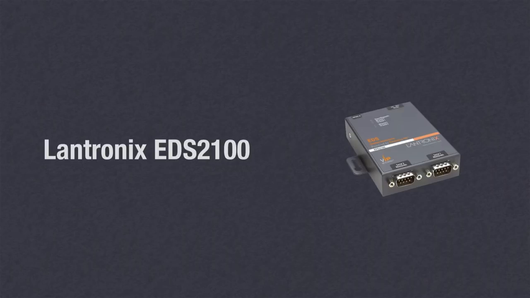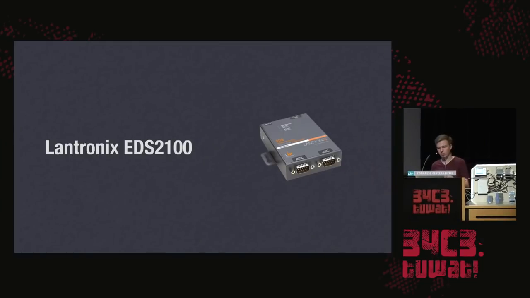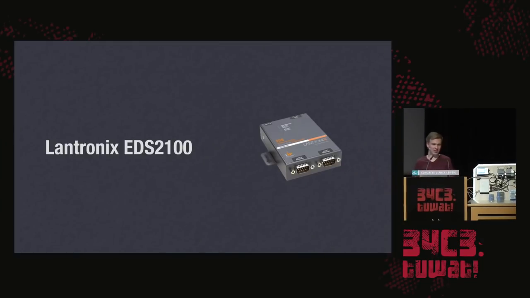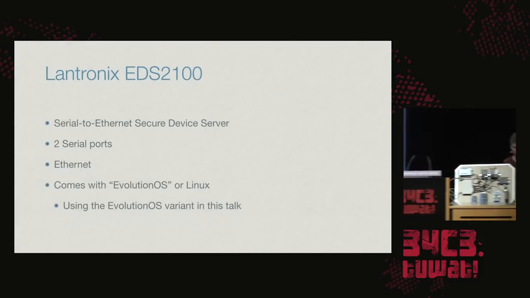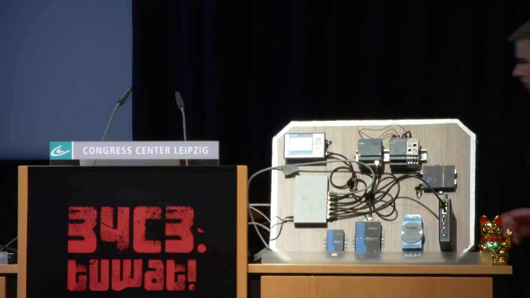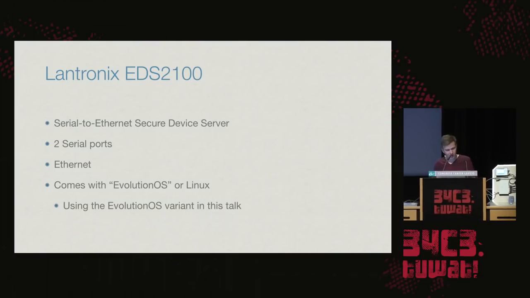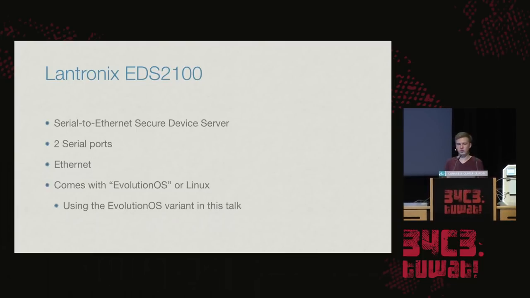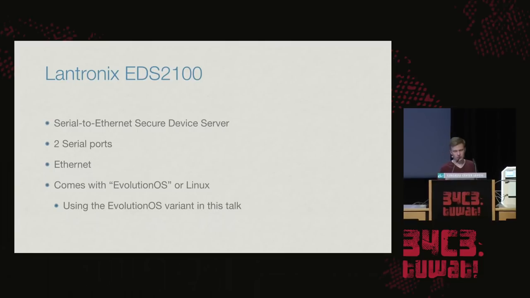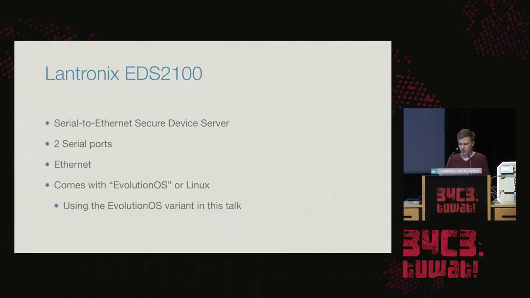Let's look at the next one. This one is a Lantronix EDS2100, and this one is kind of interesting because it's not ARM, and I almost exclusively do ARM. This device, which is mounted somewhere right here, is a serial to Ethernet secure device server. It has two serial ports, it has Ethernet, and you can buy it in two variants. One comes with Linux, and one is Evolution OS, which is, I guess, a proprietary operating system from Lantronix. And I'm using the Evolution OS variant in this talk.